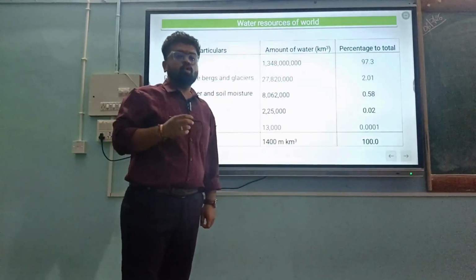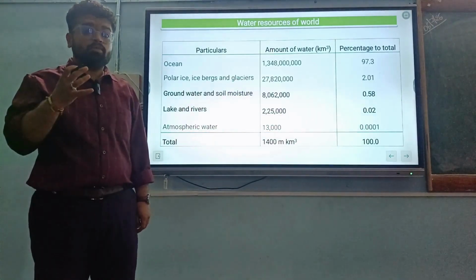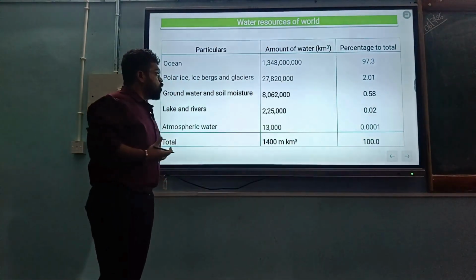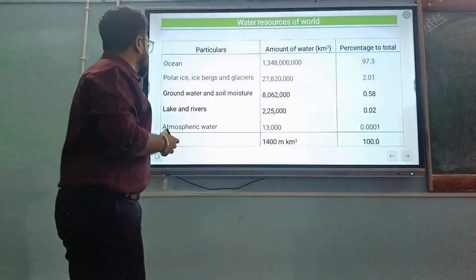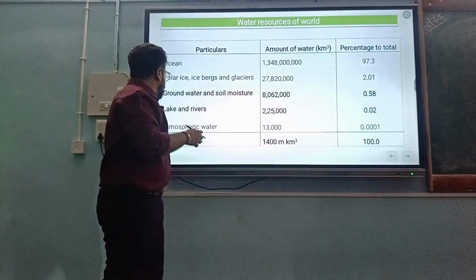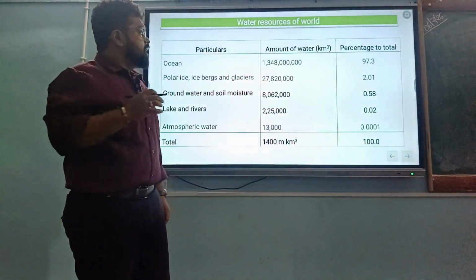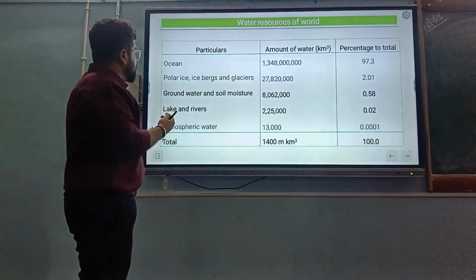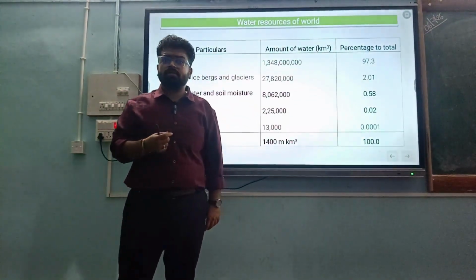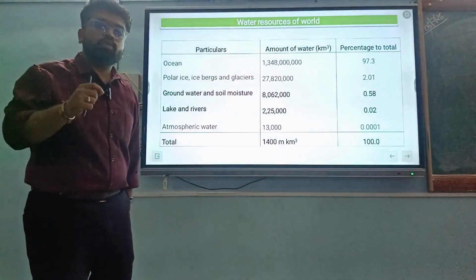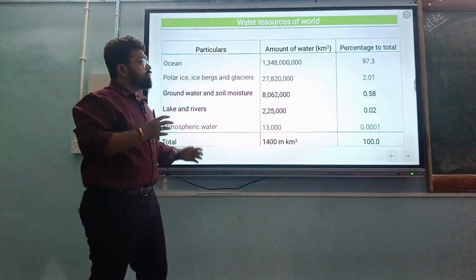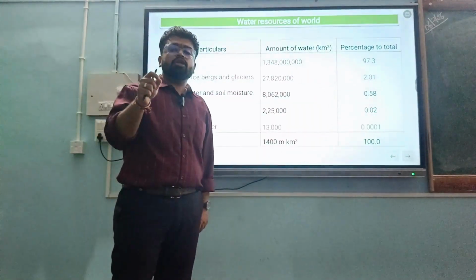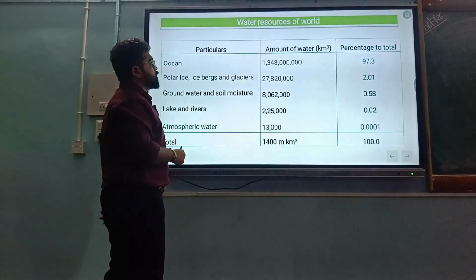If you see here the percentage of total water, the water present in the ocean is 97.3%. Water present in the polar icebergs is 2.0%, the water present in groundwater and soil moisture is around 0.58%, the water present in lakes and rivers is 0.02%, and the water present in the atmosphere is 0.0001%. If you compare the data, the water which is not potable is 97.3%, and the water which is potable is just 0.58%, or 0.002%. Such a difference is there, and understanding how to properly utilize this potable water plays a very important role. We have so much water which is not potable, that is 97.3%. Under such circumstances, thinking about how we properly utilize the water, water management plays a very important role.